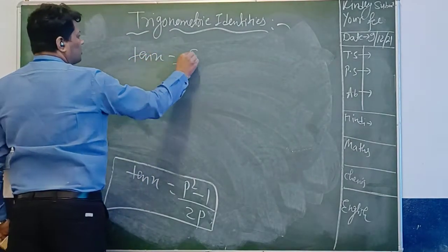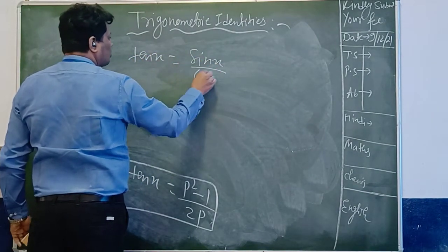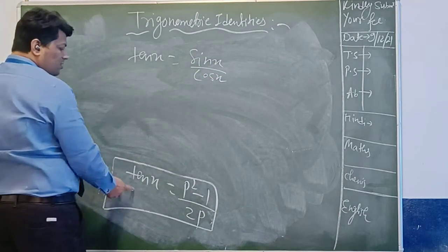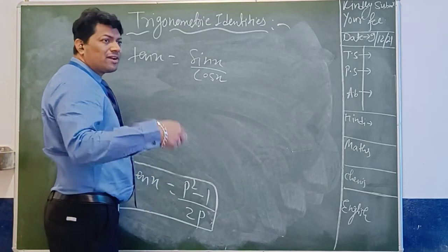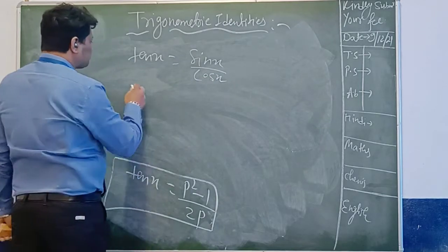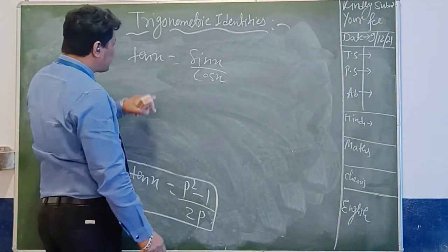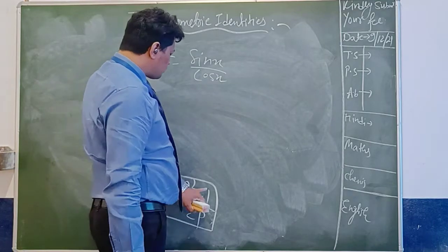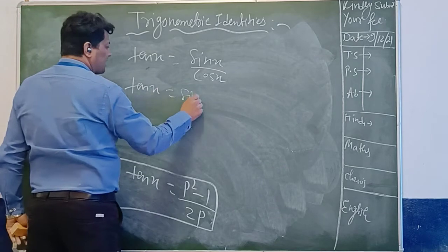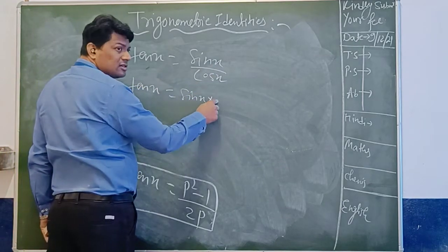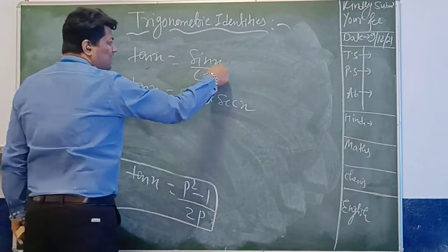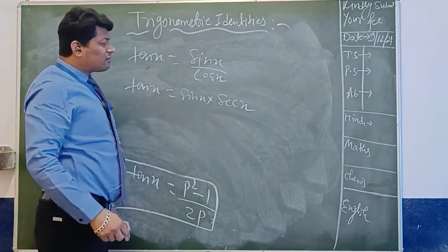Everybody knows tan x equal to sin x upon cos x. We have a value of tan x, but we don't have a value of sin x and cos x. We have to calculate the value of sin x. We have tan x equal to p square minus 1 upon 2p. Here we can write tan x equal to sin x into 1 upon cos x, and 1 upon cos x is sec x.